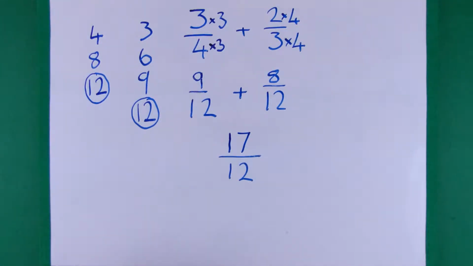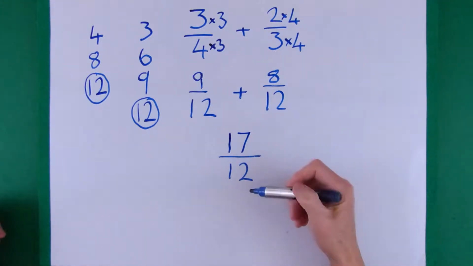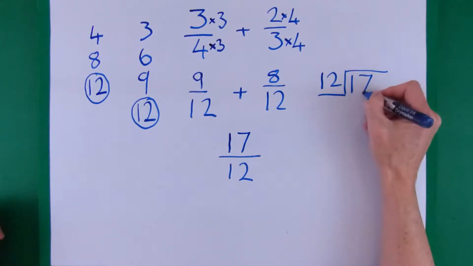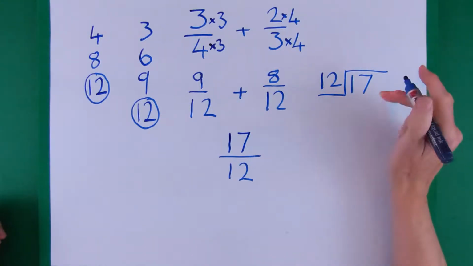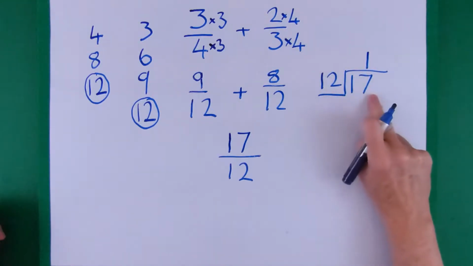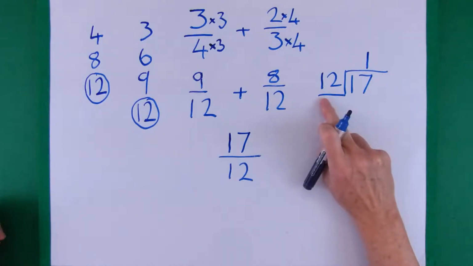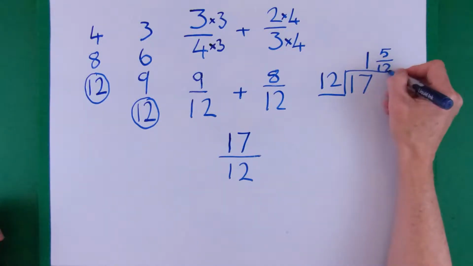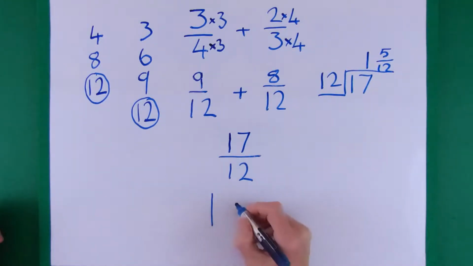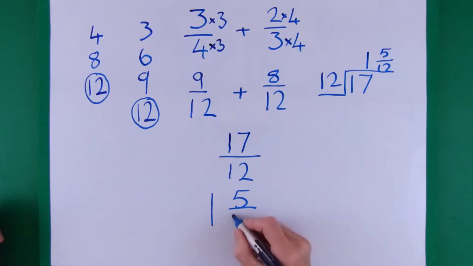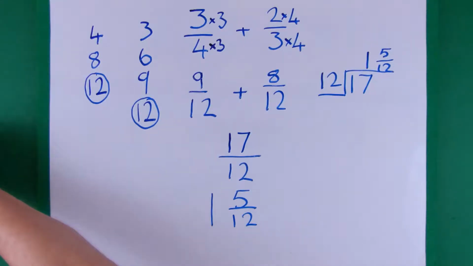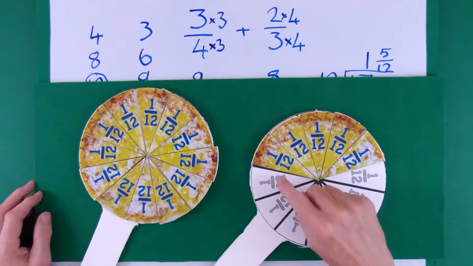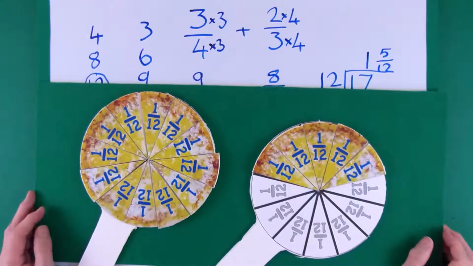And the next thing we do is 17 is bigger than the 12, so we go 12 into the 17, 17 divided by 12, and we get 1 12 out of the 17 and a remainder of 5. Now we're dividing by 12, so the parts are 12ths, so we get 1 and 5 12ths. And the final answer is 1 and 5 12ths. If you have a look at the pizzas, that is what we've got. We've got 1 whole pizza and 5 12ths.